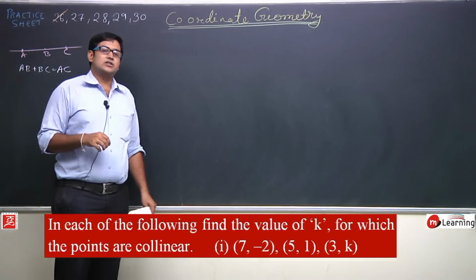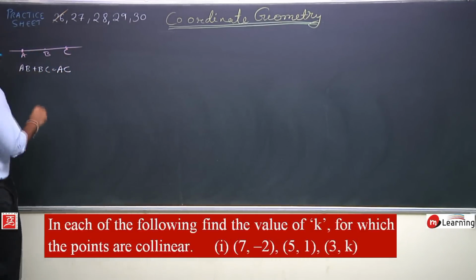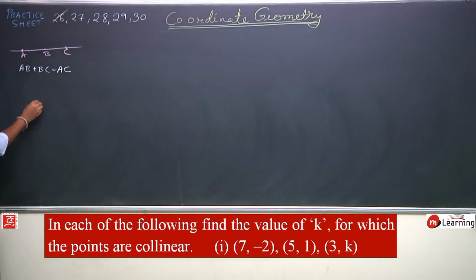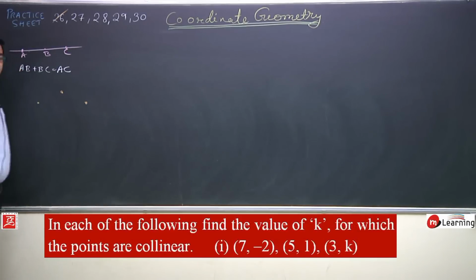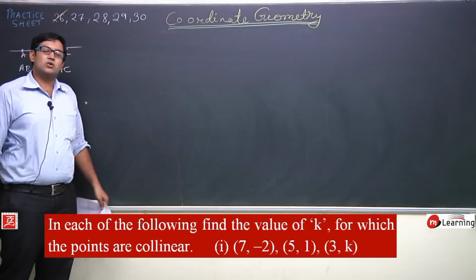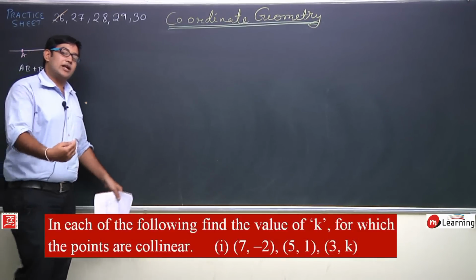So we have understood a concept just now, that if let us say these are the 3 points, and I want to determine whether these 3 points are collinear or not, then what should I do?